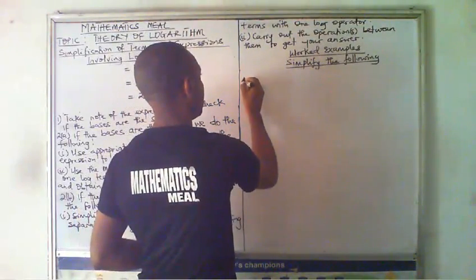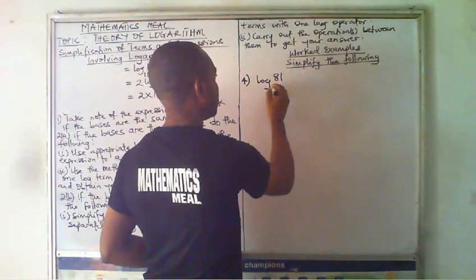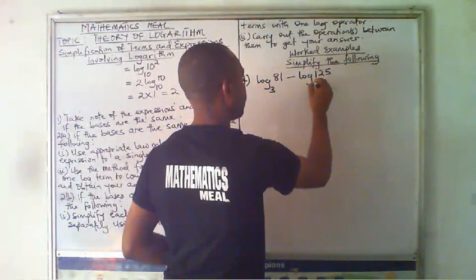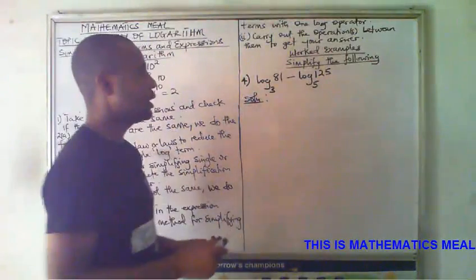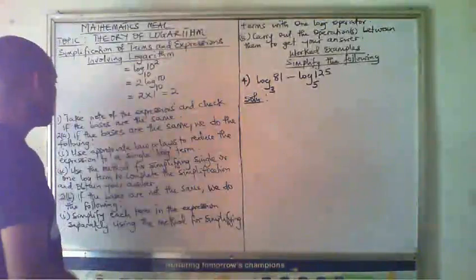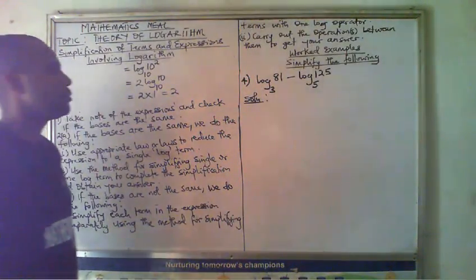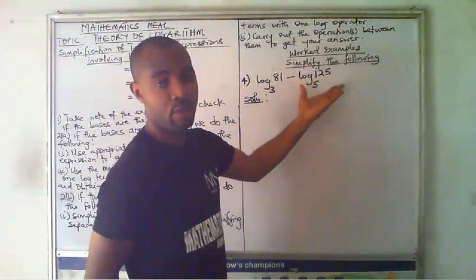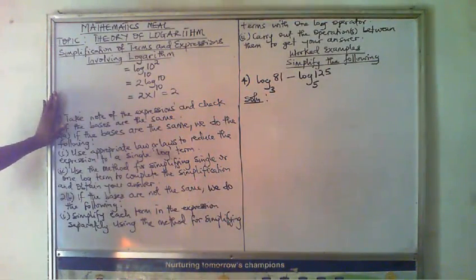We have question number 4. If I ask you to simplify log 81 base 3 minus log 125 base 5, what am I expected to do with this? Let's look at this. It is still the case of many log operators, like we have seen here. So we still follow the steps. The steps are still with us.